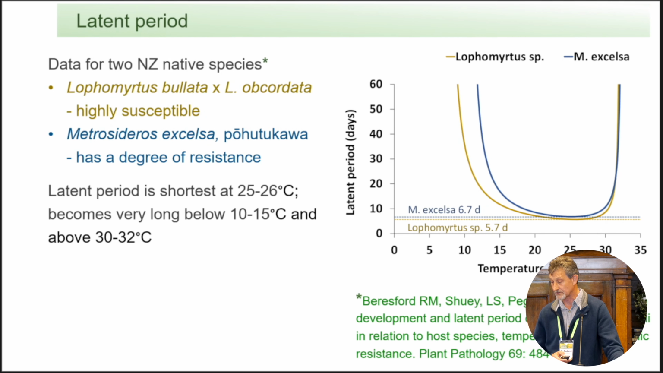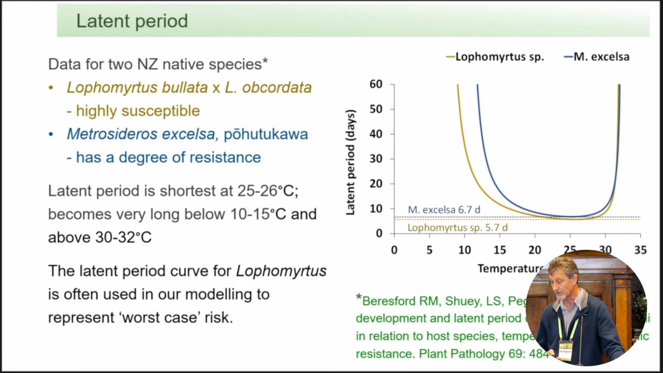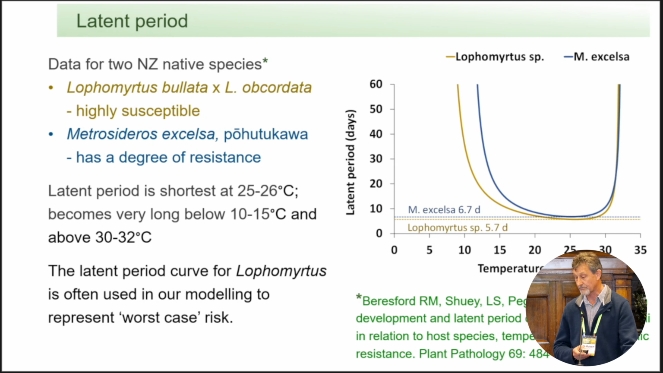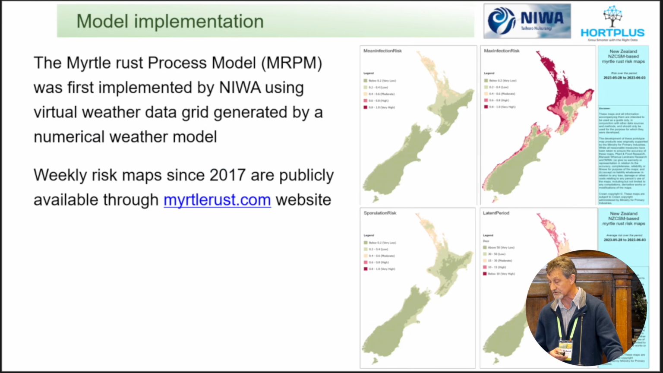So the latent period overall is shortest at about 25 to 26 degrees. It's quite skewed towards that high temperature end. It becomes very long below 10 to 15 degrees, and also above 30 to 32 degrees. So it's a curve that really defines a lot of the aspects of the development of myrtle rust. We very often use the Lophomyrtus curve in our modelling, which represents a worst case risk because of its slightly shorter minimum latent period and greater development at lower temperatures.